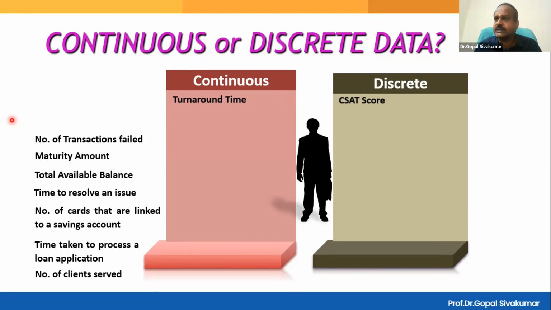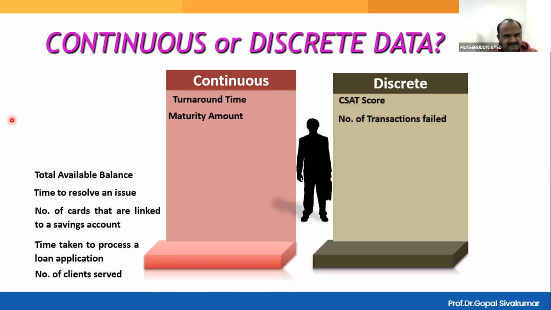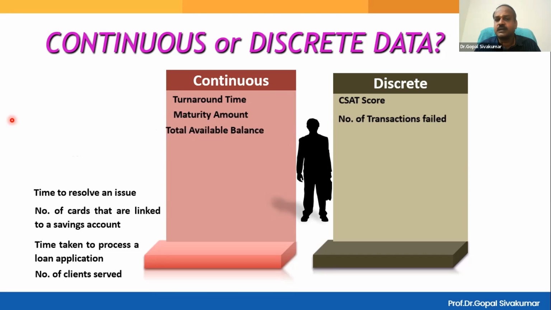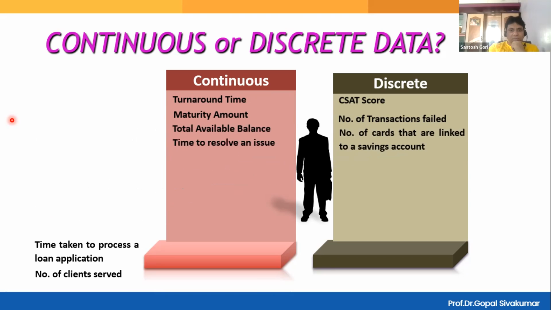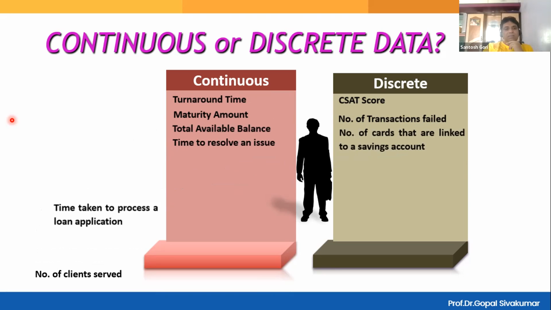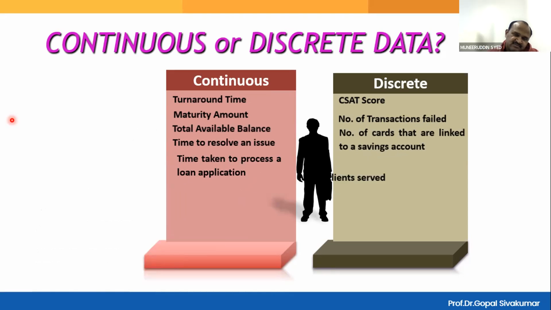Number of failed transactions. Discrete. Maturity amount. Continuous. Total available balance in your bank account. Continuous. Time to resolve a complaint. Continuous. Number of credit cards that are linked to your savings account. Discrete. Time taken to process a loan application. Continuous. Number of clients attended. Discrete.